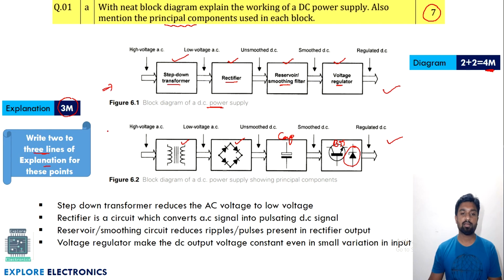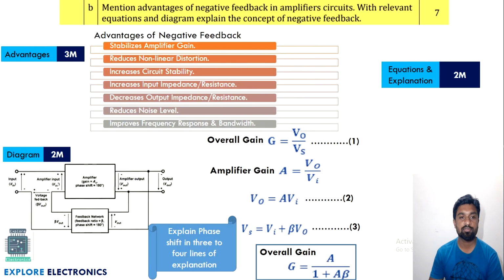These 2 block diagrams are not sufficient to get 7 marks. You need to write the accompanying explanation. So the explanation required is explaining the 4 blocks in brief, not in detail. So let us move on to the next question.